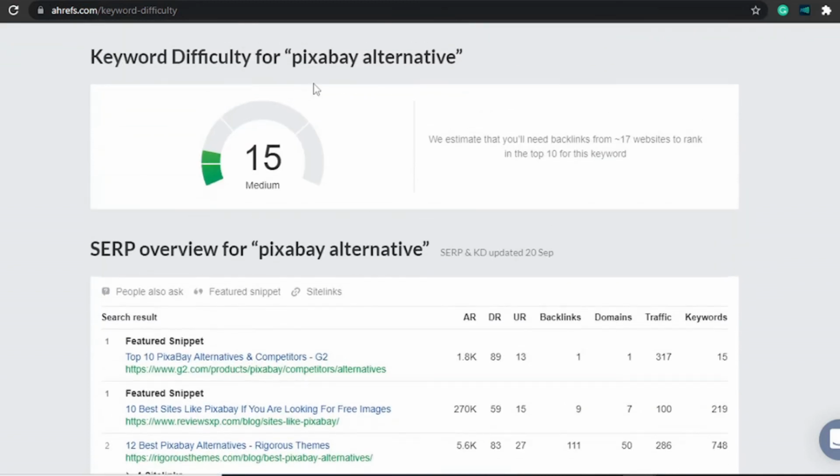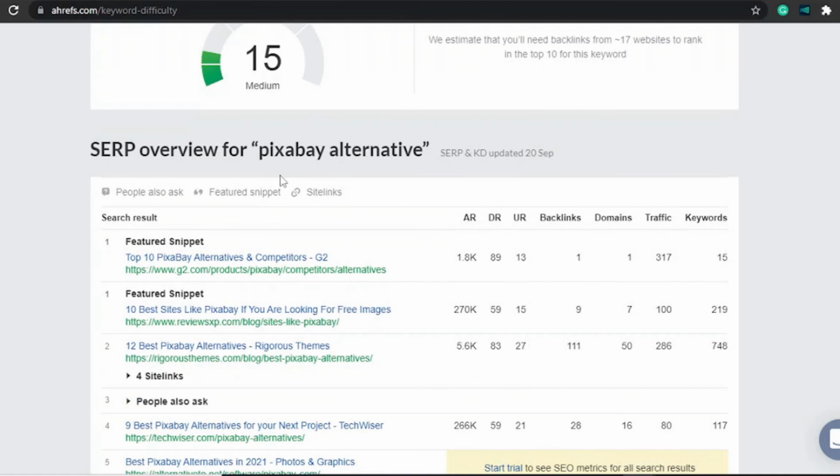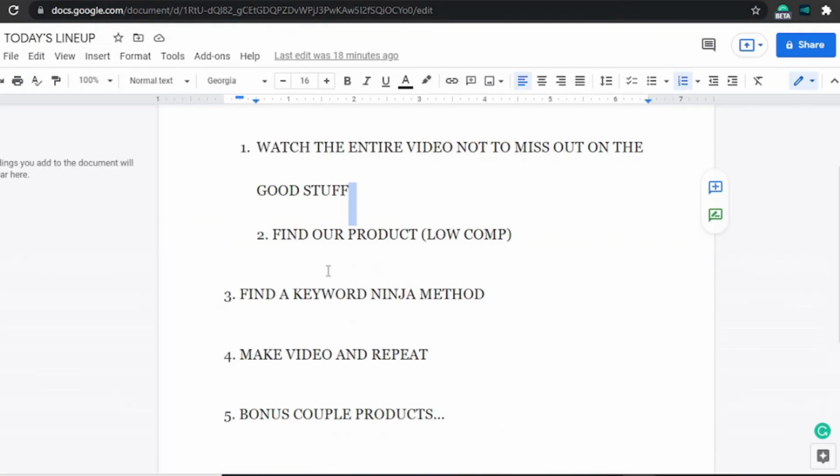So if we search for Pixabay alternative, it's Medium, and with that website you don't even need to know much SEO. You just need to have the keyword in the title and in the first paragraph, and you're good to go. So you can just go and write an article about the alternatives and just include Pixar Studio right in the description. So for the bonus, as I promised, it's very simple.